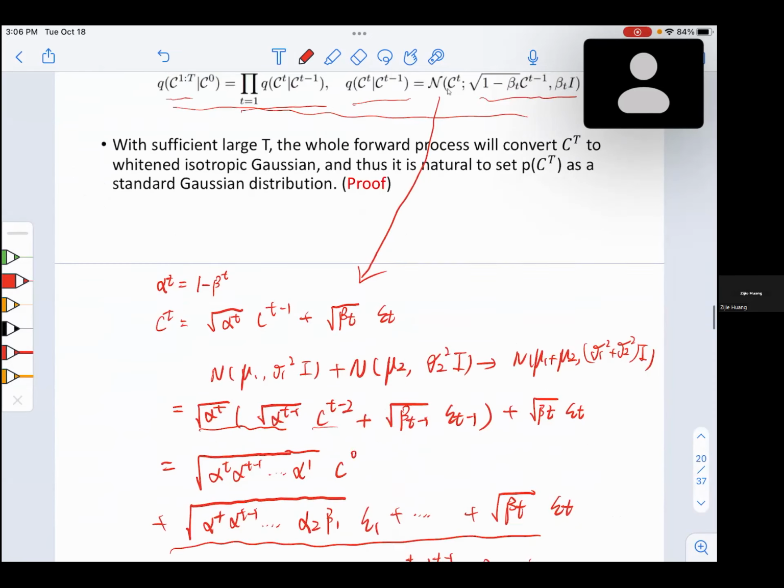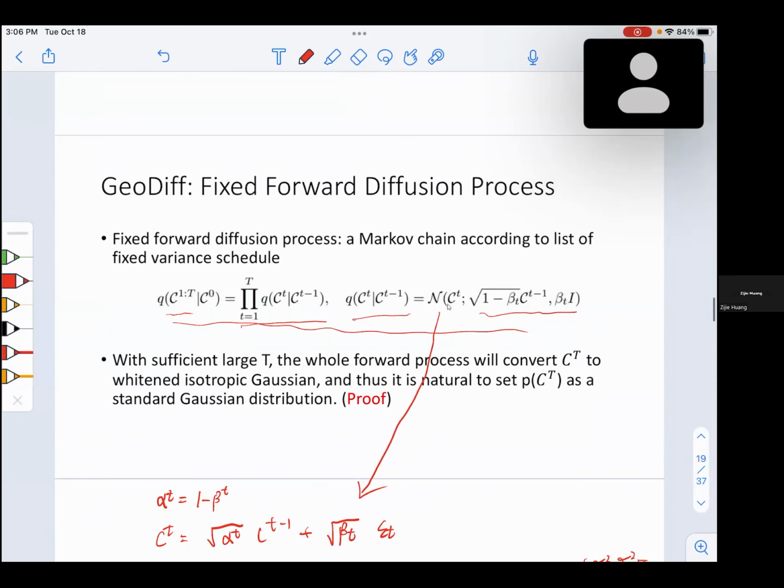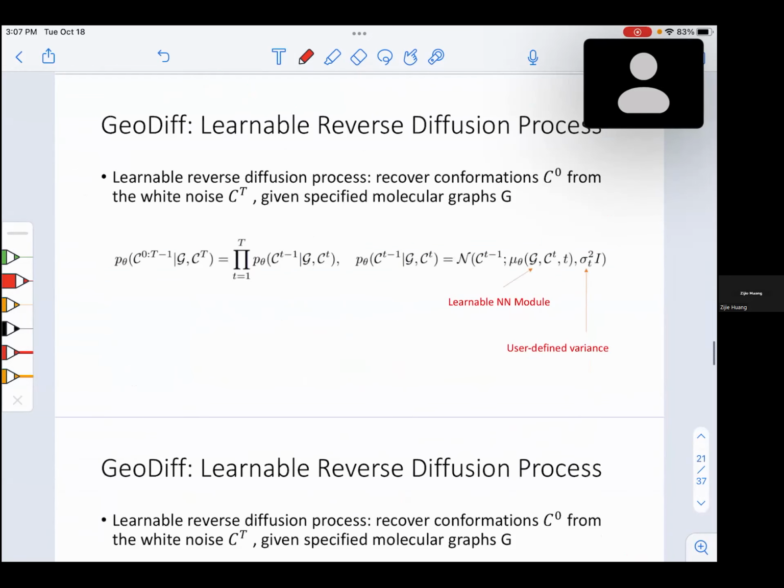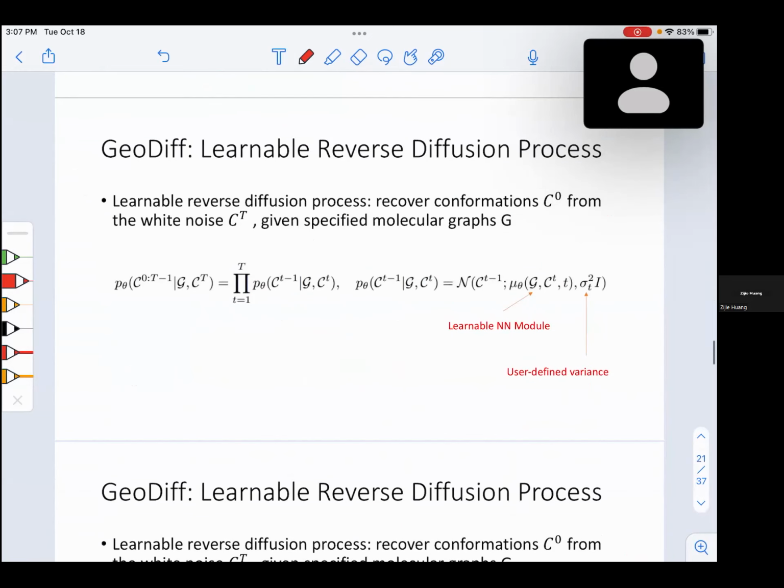And so, yeah, that's basically an explanation for the assumption of why we later do the reverse process. We will sample from a standard Gaussian. But the key challenge in this paper's design lies in how they try to make this learnable reverse diffusion process equivalent. As mentioned, in the overall picture, the reverse diffusion problem is trying to recover the conformation C0 from the white noise CT.